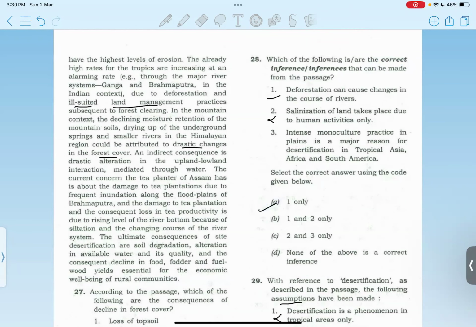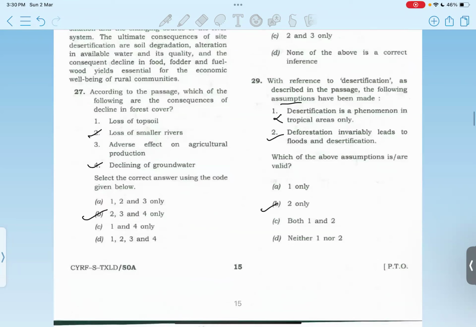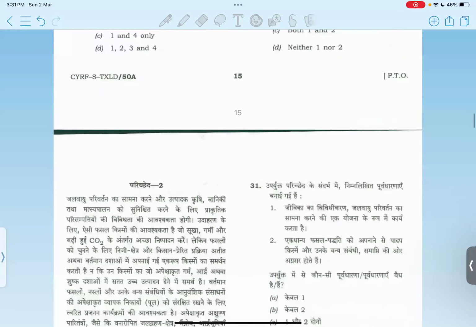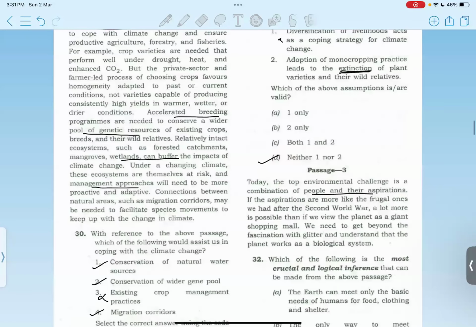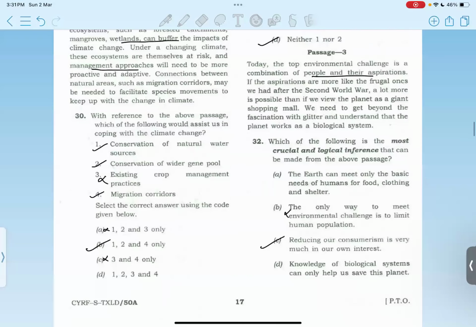Option A. Now, with reference to desertification as described in the passage, the following assumptions have been made. So only 2 should be the right one. Option D. D, neither one. Okay, because it is stating invariably it leads to floods and desertification, all right. Now, another passage. With reference to the passage, which of the following would assist us in coping with climate change? 1, 2, and 4. Option B.